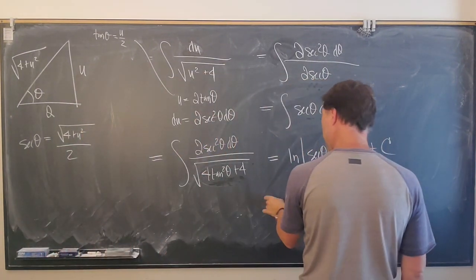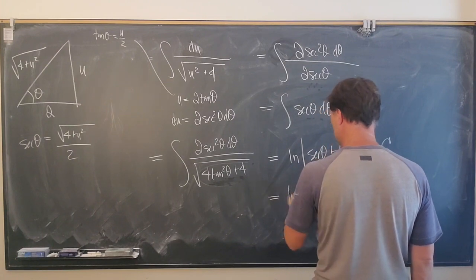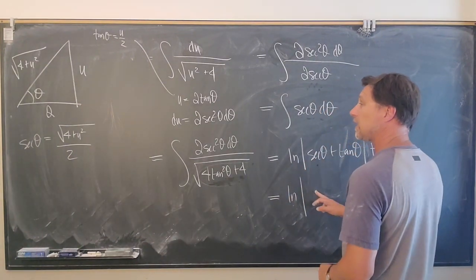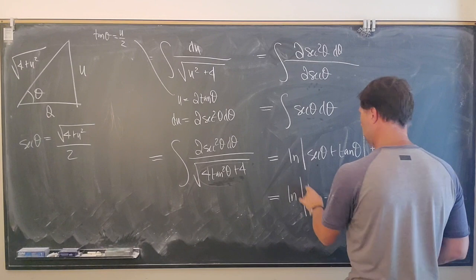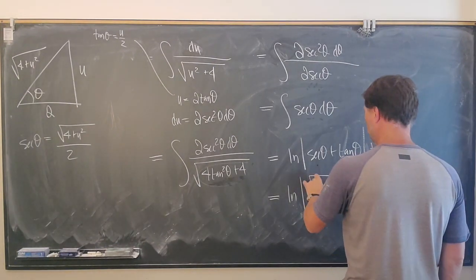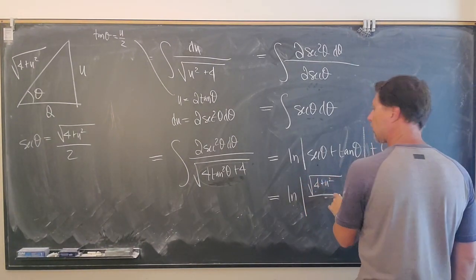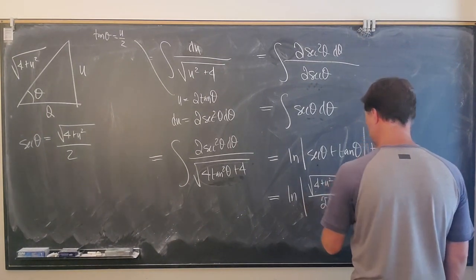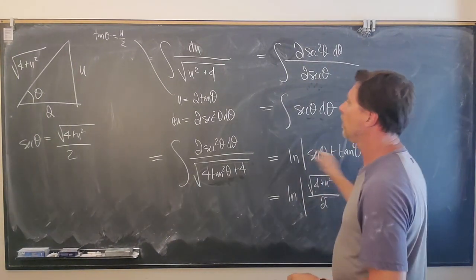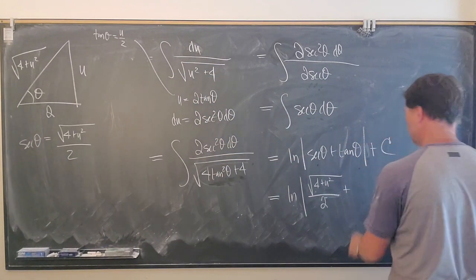Okay, so now we can come back over here and substitute. This becomes natural log absolute value. Secant theta is square root of 4 plus u squared over 2. And then tangent theta, well, tangent theta is u over 2.